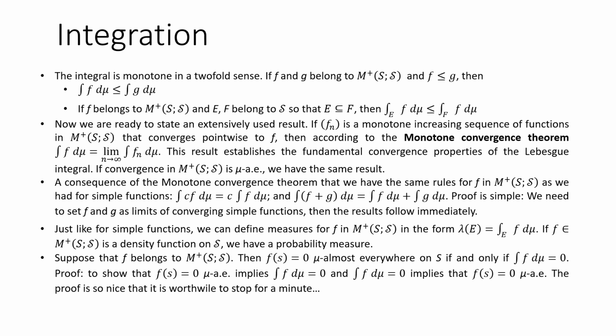And last but not least, this is my favorite theorem in measure theory and integration. If we have a non-negative measurable real function, then this function is 0 mu almost everywhere on S if and only if the integral is 0. The proof is very nice, so I will show you a sketch of it. The proof is about showing that f equals 0 mu almost everywhere implies that the integral is 0, and the opposite: the integral is 0 implies that the function is 0 mu almost everywhere.